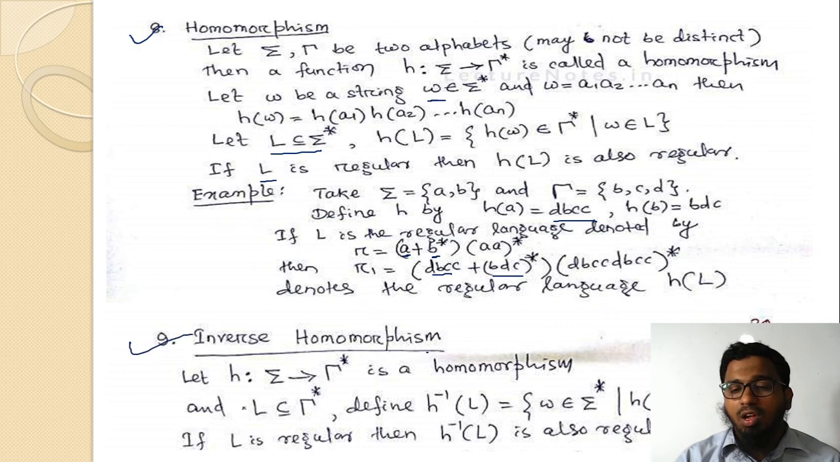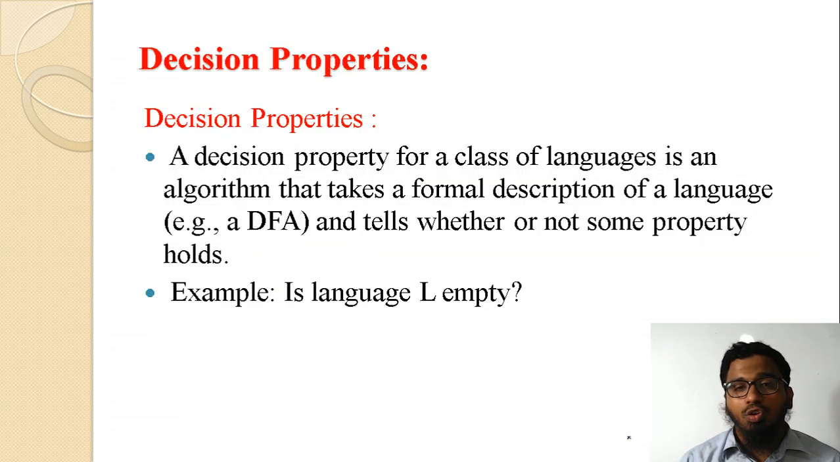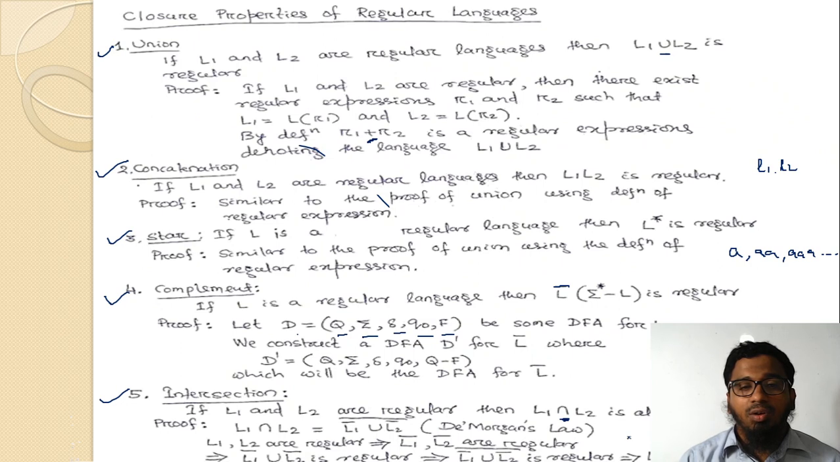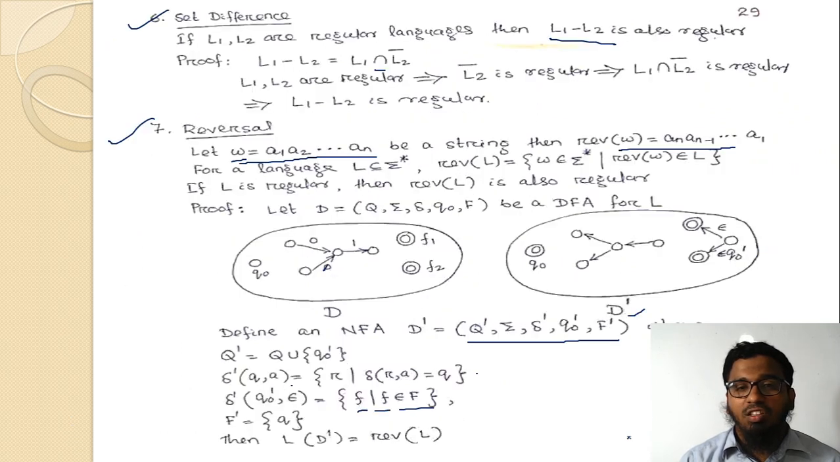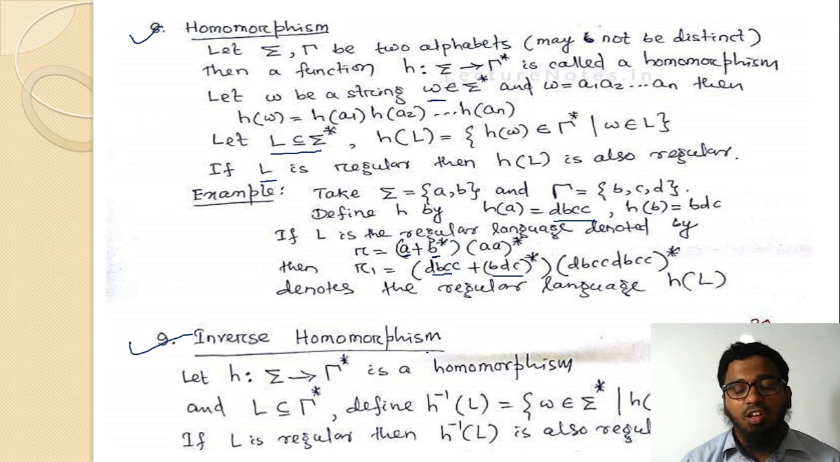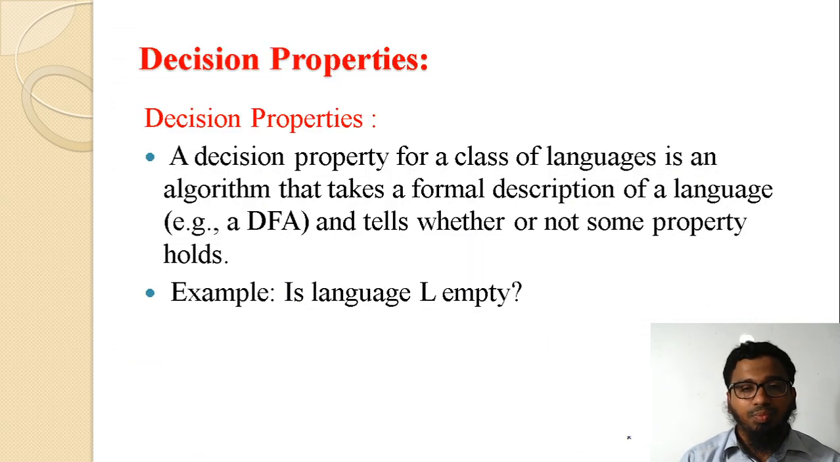In inverse homomorphism, if L is regular, then H inverse of L is also regular. This is about the closure property. Here are 1, 2, 3, 4, 5, 6, 7, 8, 9. This is the 6 closure properties. In the exam, maybe it will tell you to write the closure properties, so you need to write this.